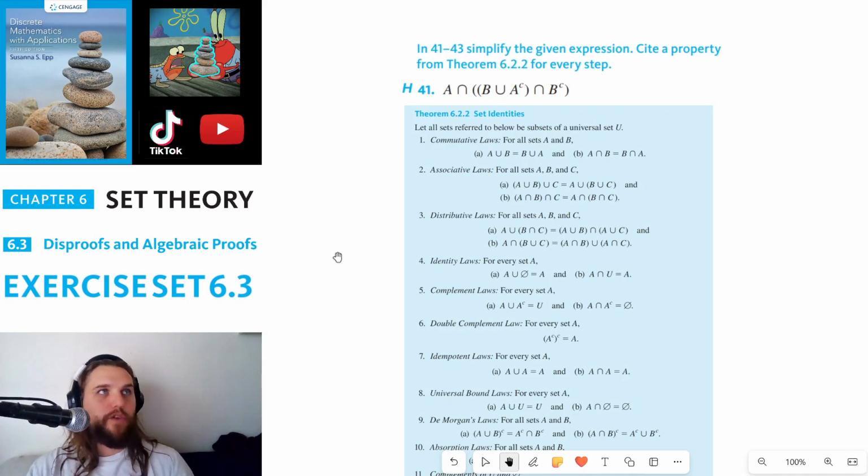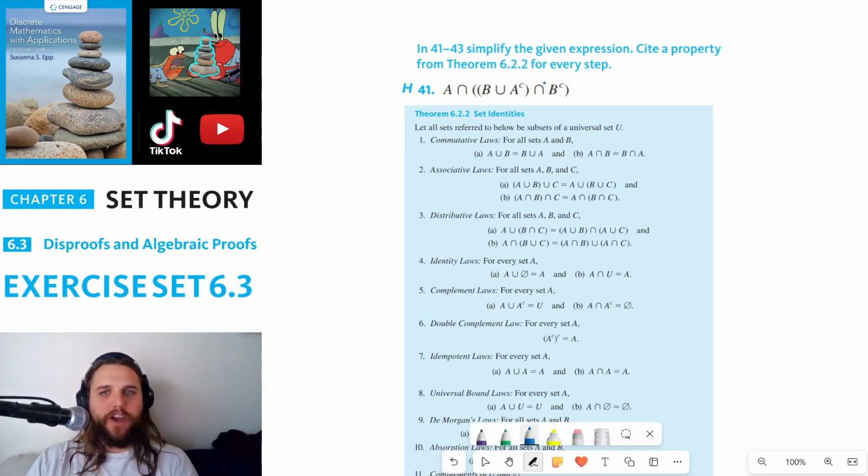In 41 through 43, simplify the given expression. Cite a property from 6.2.2 for every step. Here we have A intersection, parentheses, B union A complement, parentheses, intersection, B complement.